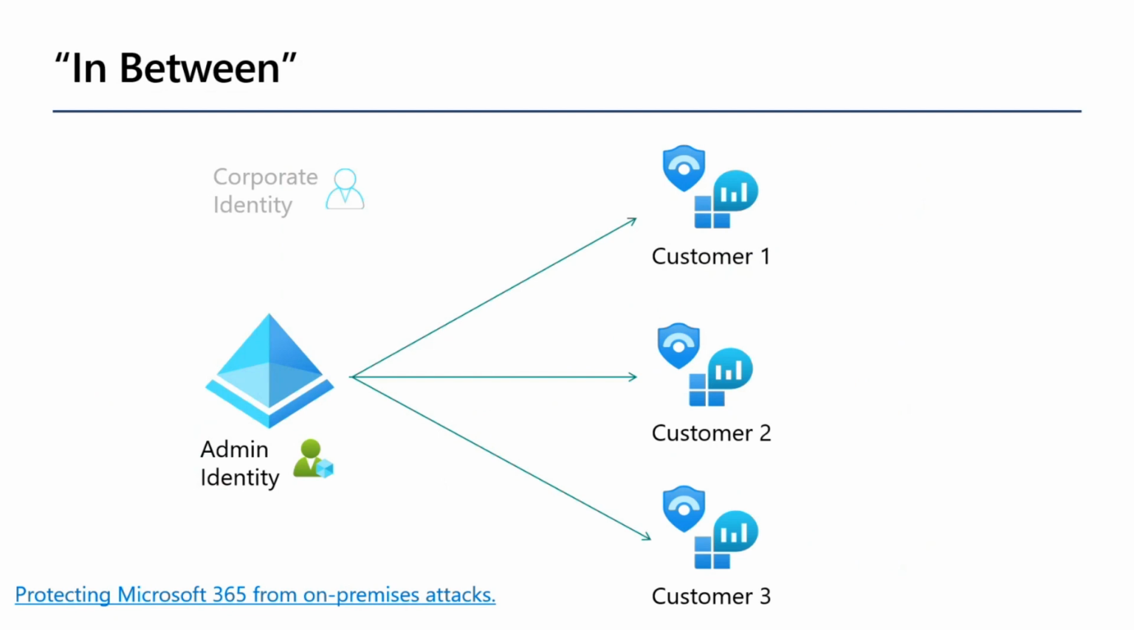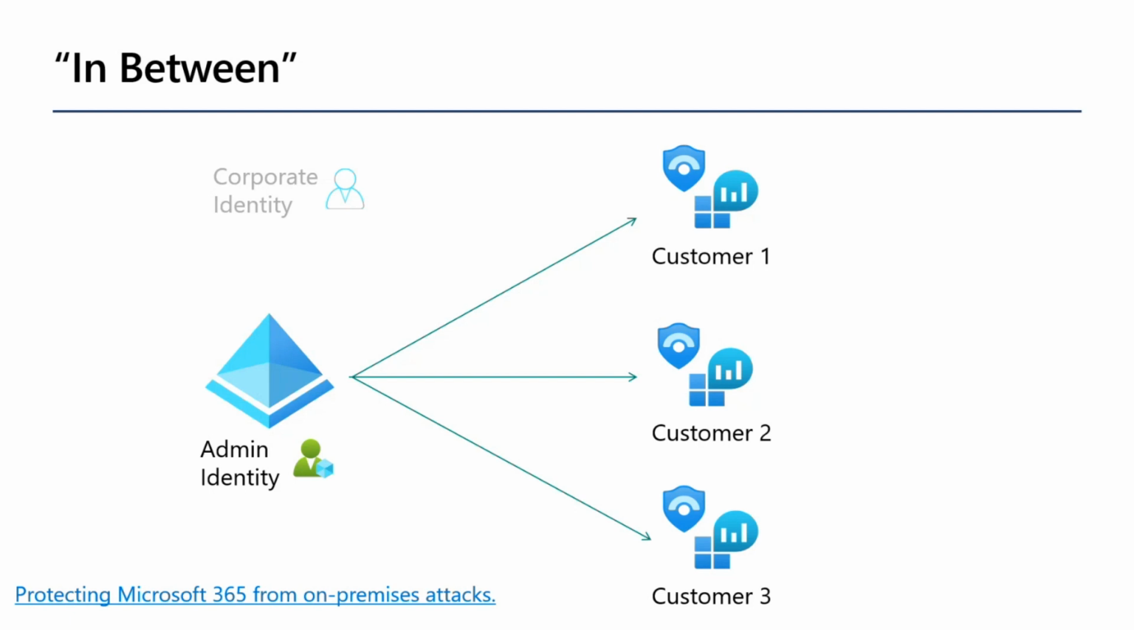And then I have this third one, which I don't know that I would call it a model, but it's still an option. So I wanted to mention this as well. You should have separate identities. You could have separate identities within the same corporate tenant. I'm calling them here admin identity, which is separate from the corporate identity. And that admin identity has no access to corporate email or other corporate resources.